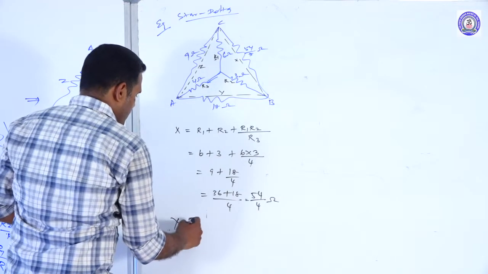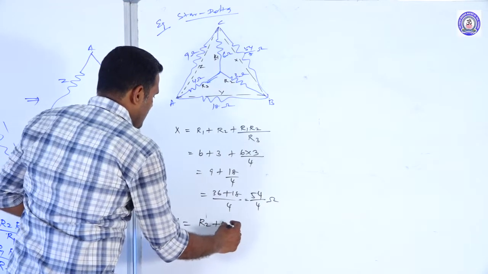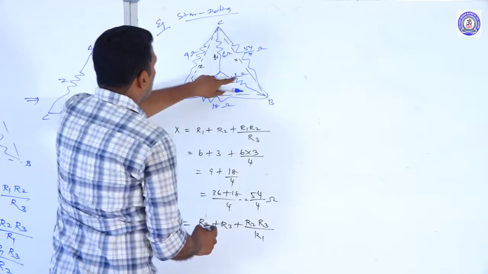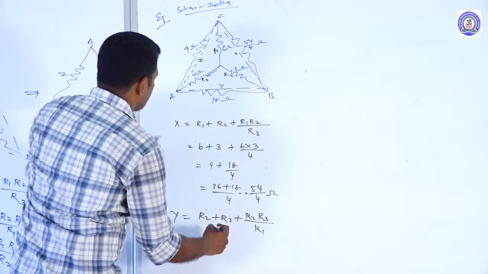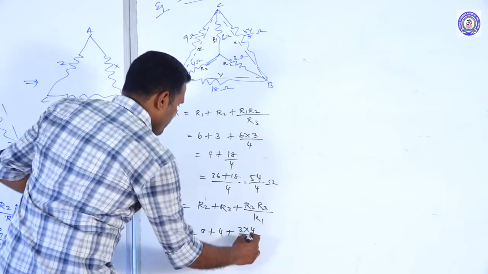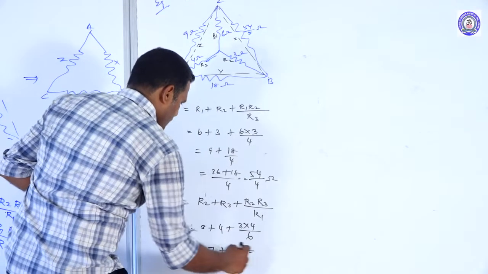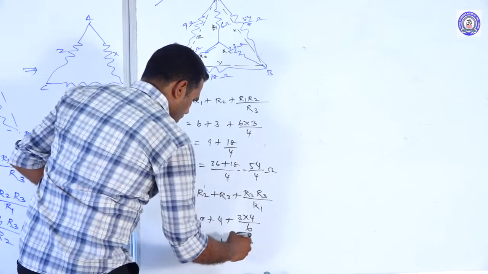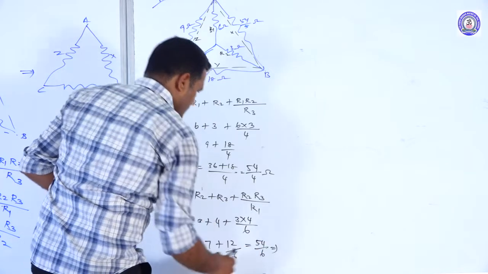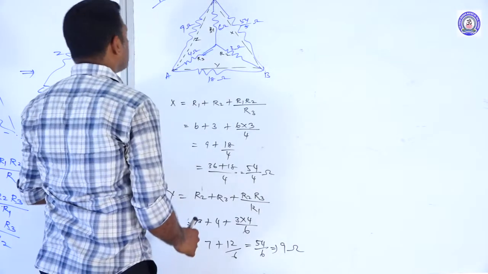And then to calculate Y, Y equals R2 plus R3 plus R2 R3 divided by R1. R2 is 3 ohm, R3 is 4 ohm, 3 into 4 divided by R1, which is 6 ohm. So 7 plus 12 divided by 6, 42 plus 12, 54 divided by 6, 9 ohm. So Y equals 9 ohm.